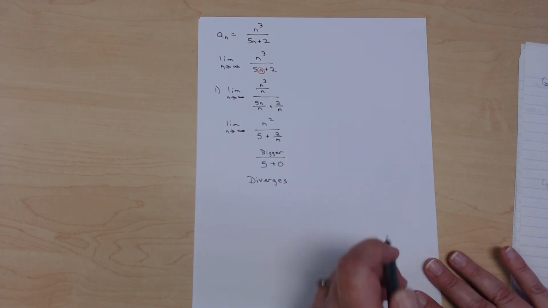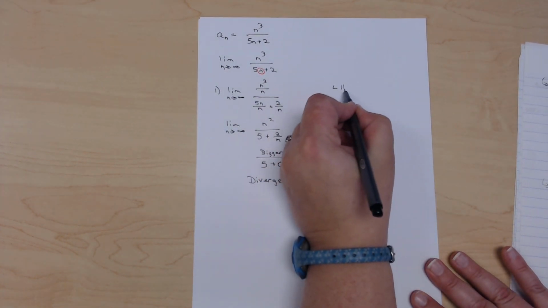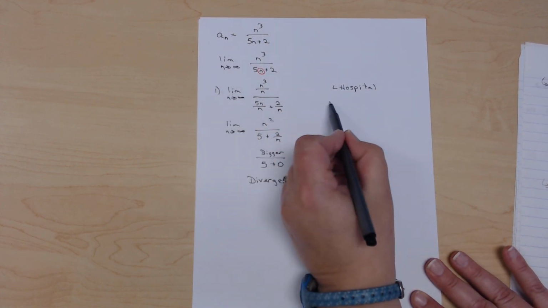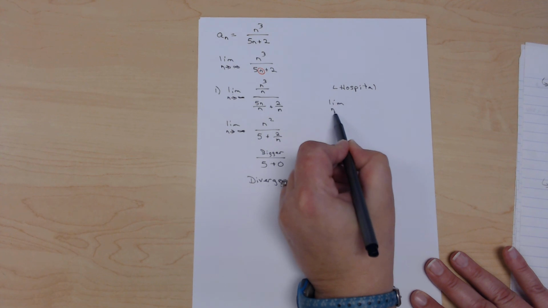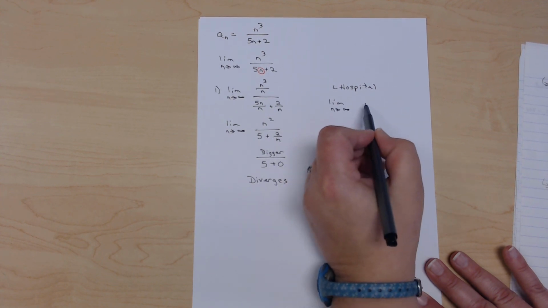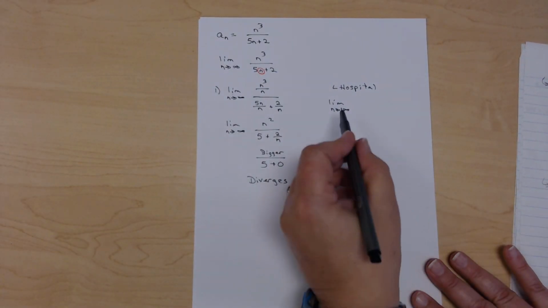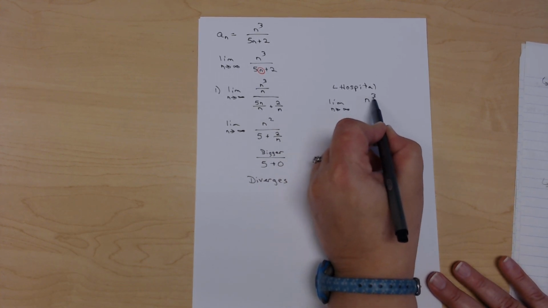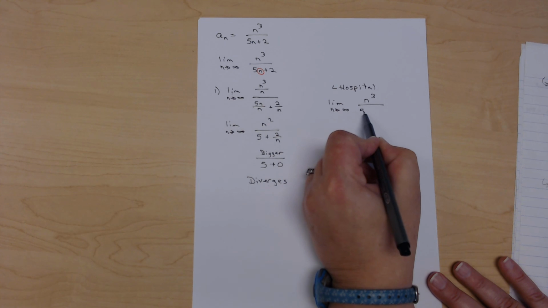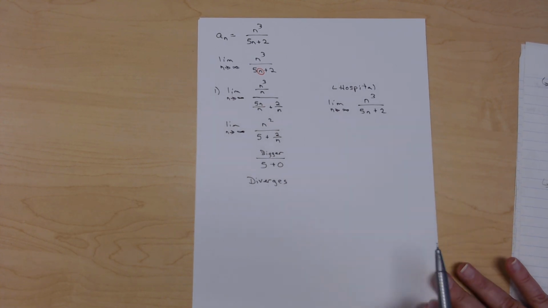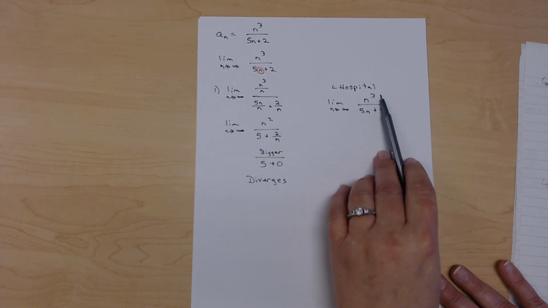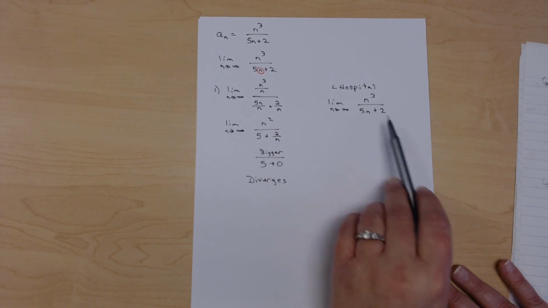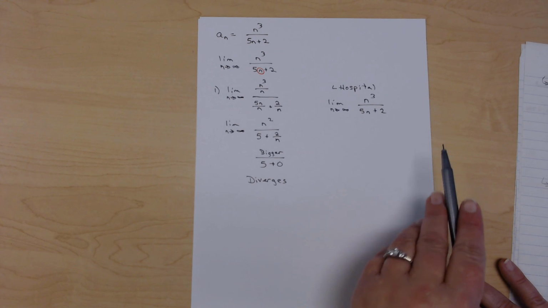All right, let's try it with L'Hopital's rule. The limit as n approaches infinity of n to the third over 5n plus 2. Okay, so if I plug in infinity, it's going to infinity. If I plug in bigger numbers, I should say, it's headed to infinity. So we can use his rule.